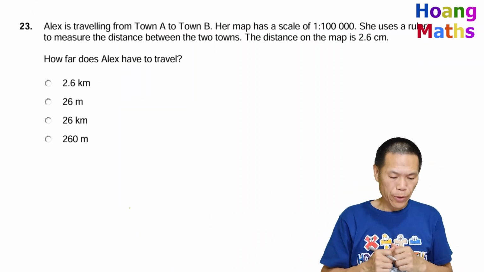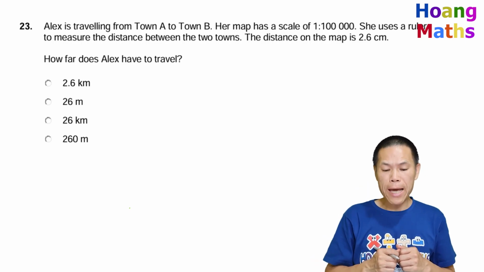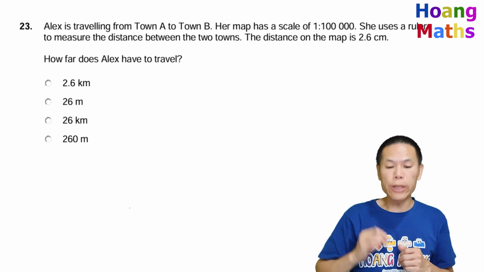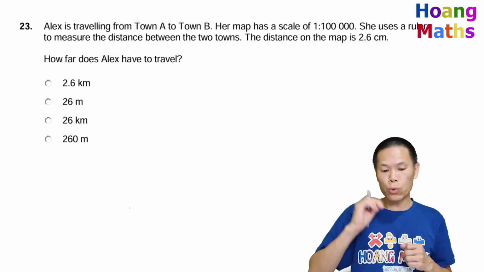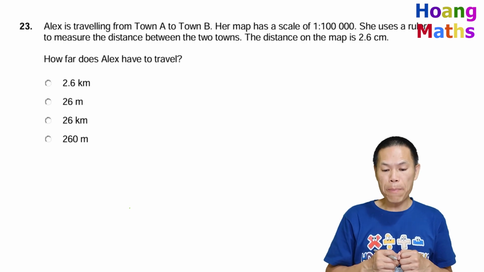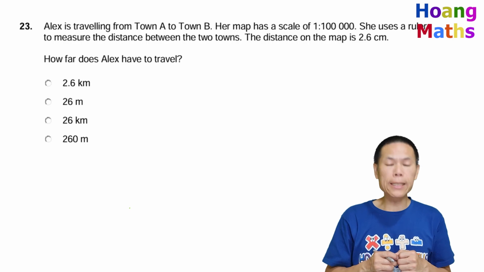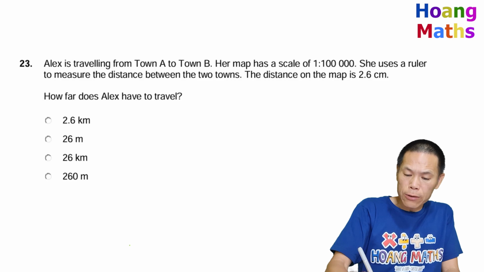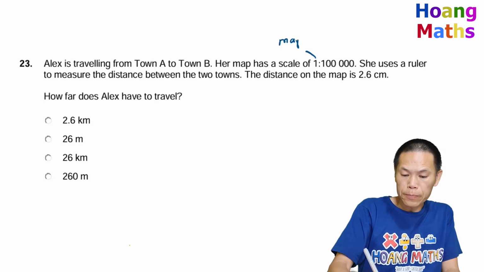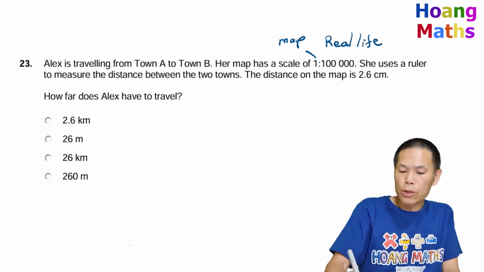Question 23. Alex is traveling from town A to town B. Her map has a scale of 1 to 100,000. She used a ruler to measure the distance between the 2 towns. The distance on the map is 2.6 centimeters. How far does Alex have to travel? So we know that 1 to 100,000, so this is map. And 100,000, the second one, is always real life. So keep that in mind.